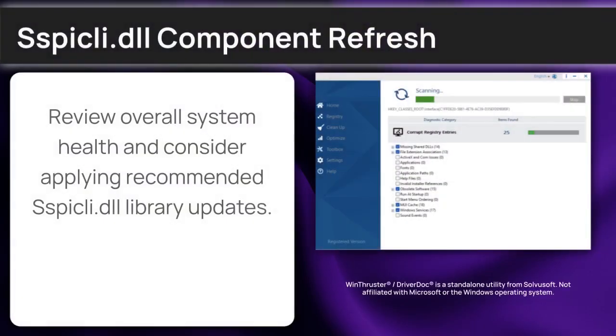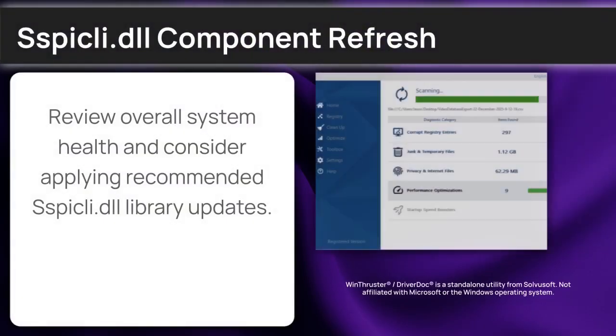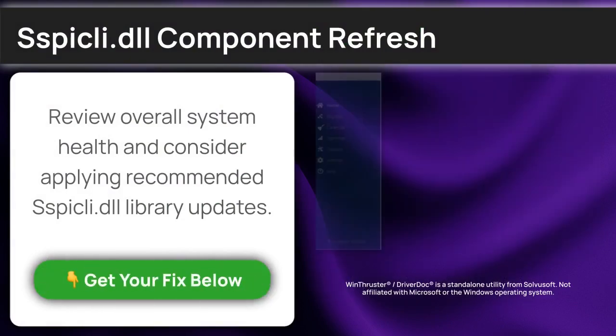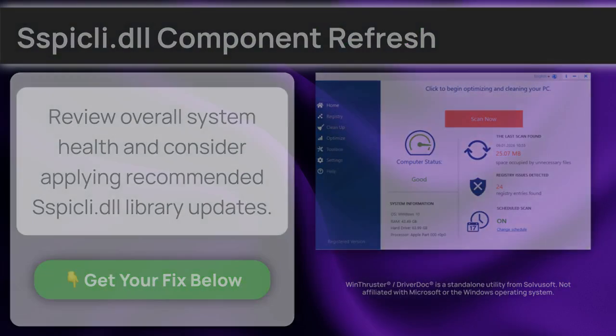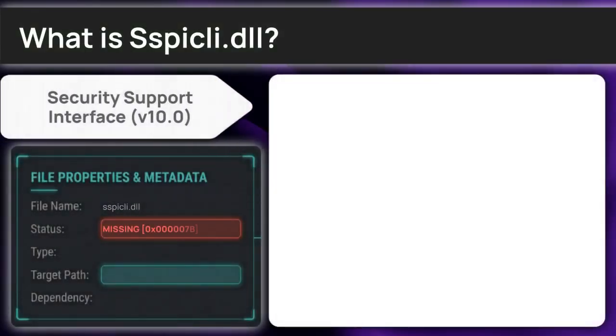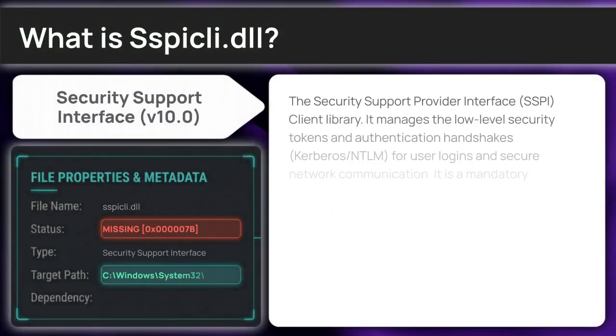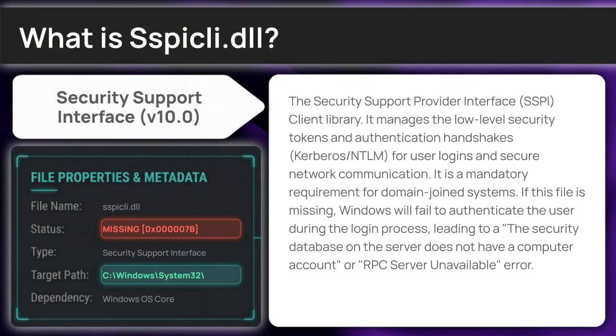To start our guide for SSPI client, you can follow the manual steps or use the suggested tool for workstation health. This is the SSPI client, the Security Support Provider Interface, SSPI, client library. It manages the low-level security tokens and authentication handshakes, Kerberos and NTLM, for user logins and secure network communication. It is a mandatory requirement for domain-joined systems.